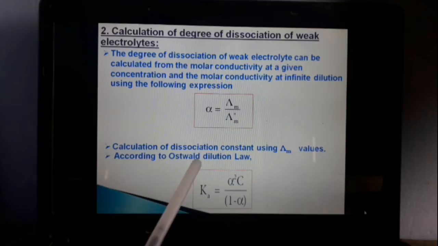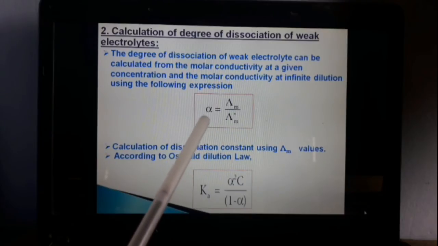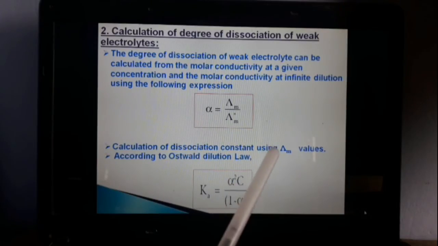From that relationship we calculate the lambda m value. According to Ostwald dilution law, Ka is equal to alpha squared C divided by 1 minus alpha.